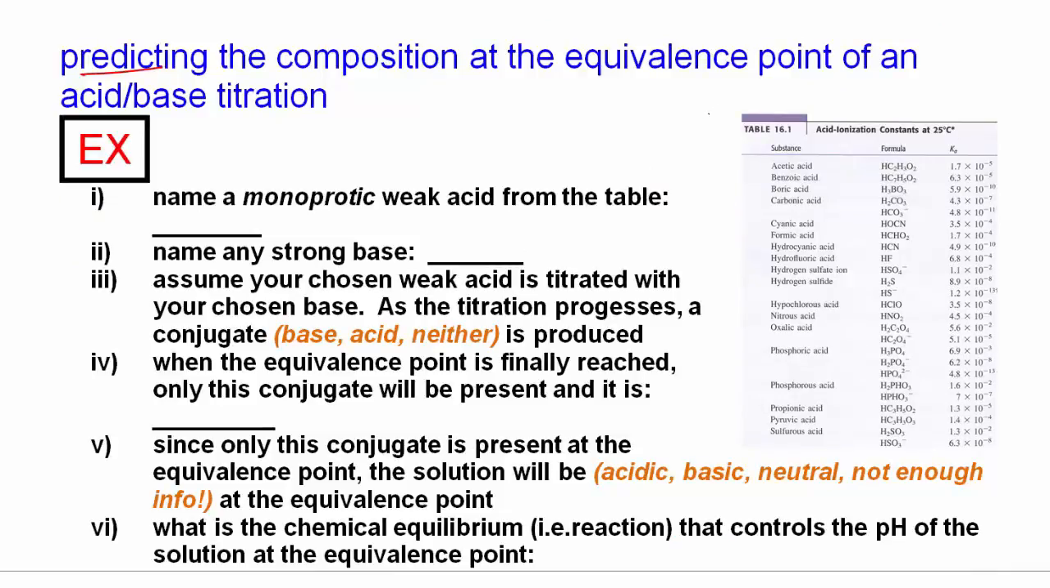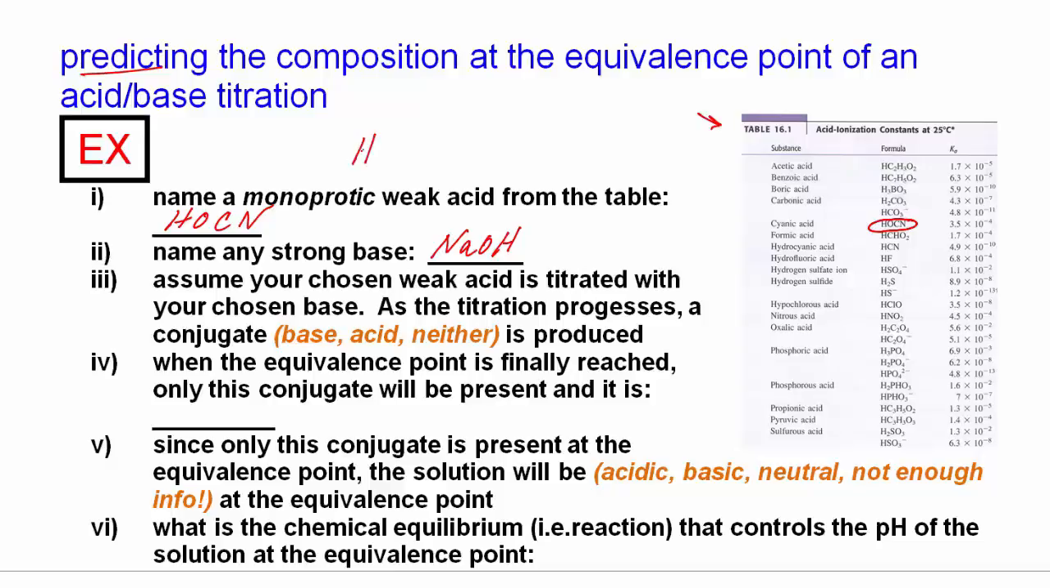So here's table 16.1, a list of weak acids. And let's just go ahead and pick one. We'll just pick cyanic acid, HOCN. Name any strong base. Well, let's just pick sodium hydroxide. Assume your chosen weak acid is titrated with your chosen base. As the titration progresses, a conjugate what is produced?